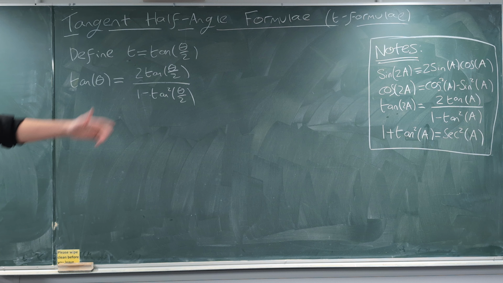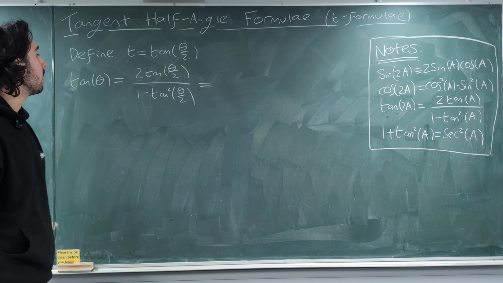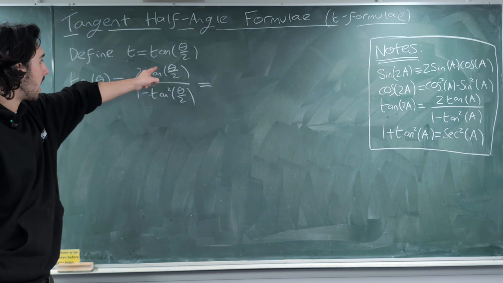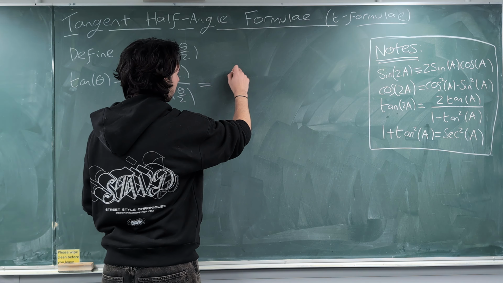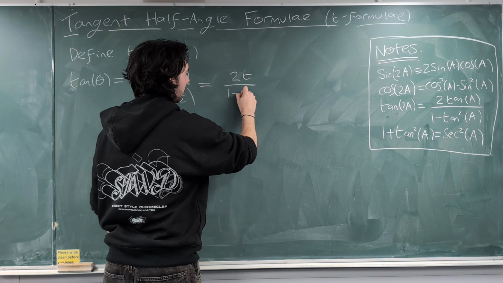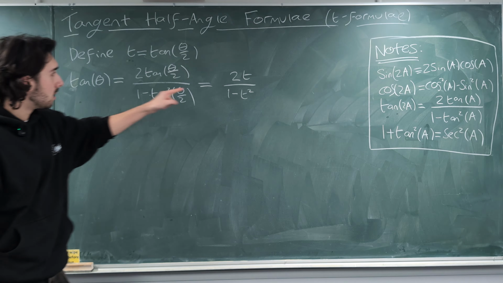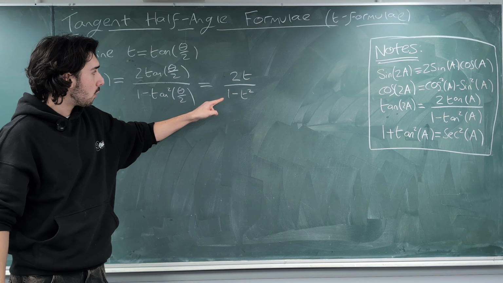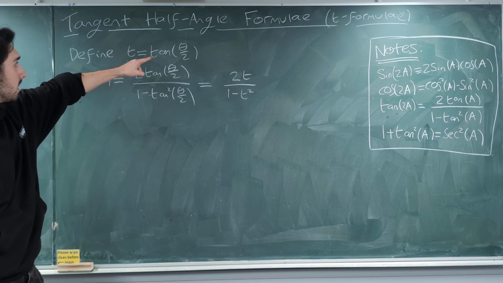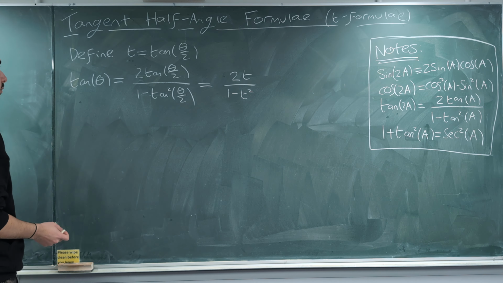I've just halved the angle, I've just said A is theta over 2. Okay, cool. Because we said that t is tan theta over 2, I'm going to write this as 2t over 1 minus t squared. So tan of theta is 2t over 1 minus t squared, where t is tan of theta over 2. That's the most obvious one, right? That's just the double angle formulae.